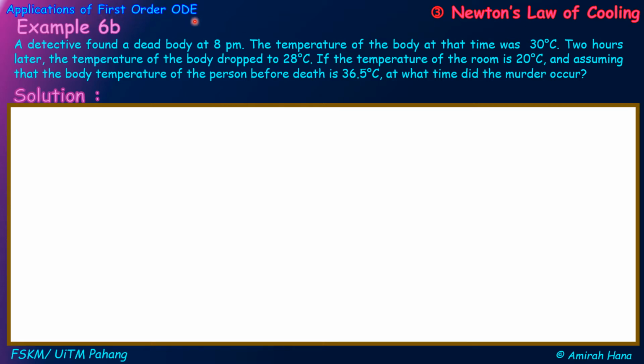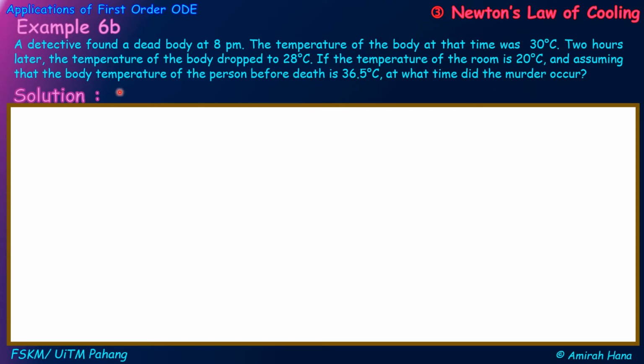In this video, we will continue with example 6b for Newton's law of cooling and the applications of first order ODE. A detective found a dead body at 8 p.m. The temperature of the body at that time was 30 degrees Celsius. 2 hours later, the temperature of the body dropped to 28 degrees Celsius. If the temperature of the room is 20 degrees Celsius and assuming that the body temperature of the person before that is 36.5 degrees Celsius, at what time did the murder occur?